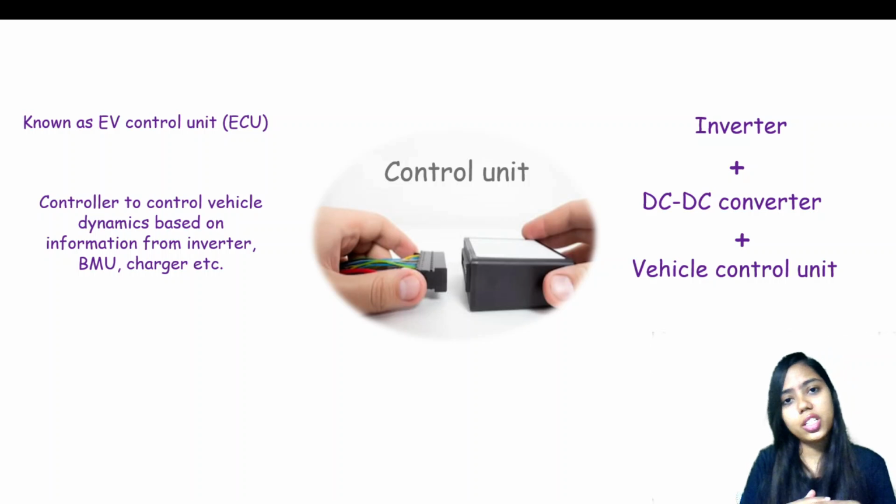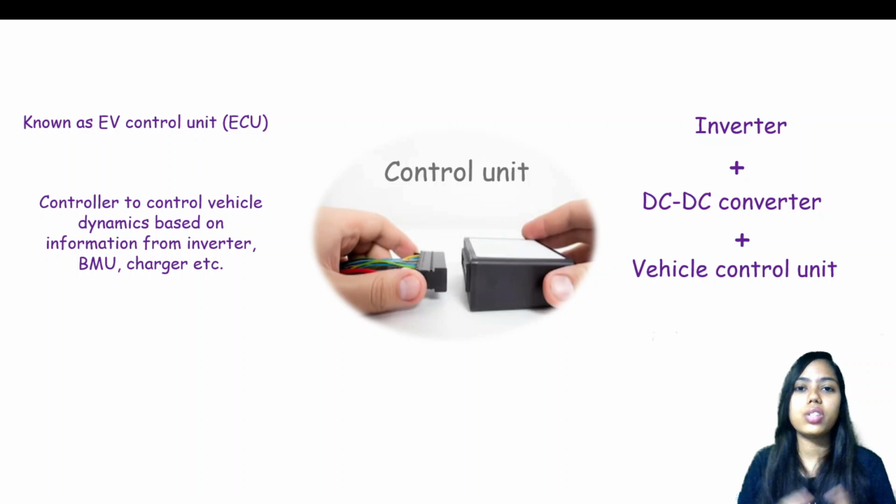And if your inverter is of the bidirectional category, which is of course the choice of the majority of EV manufacturers, its functions are doubled. That means it is not only converting your DC into AC, but it is also converting the AC into DC when it comes to regenerative braking.